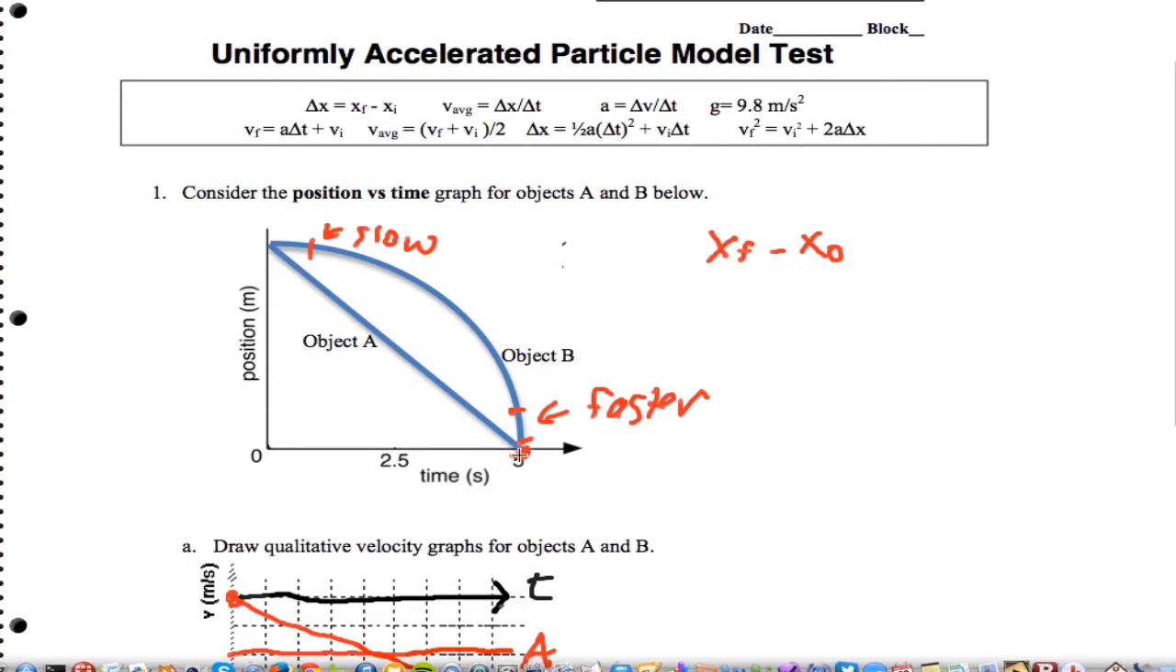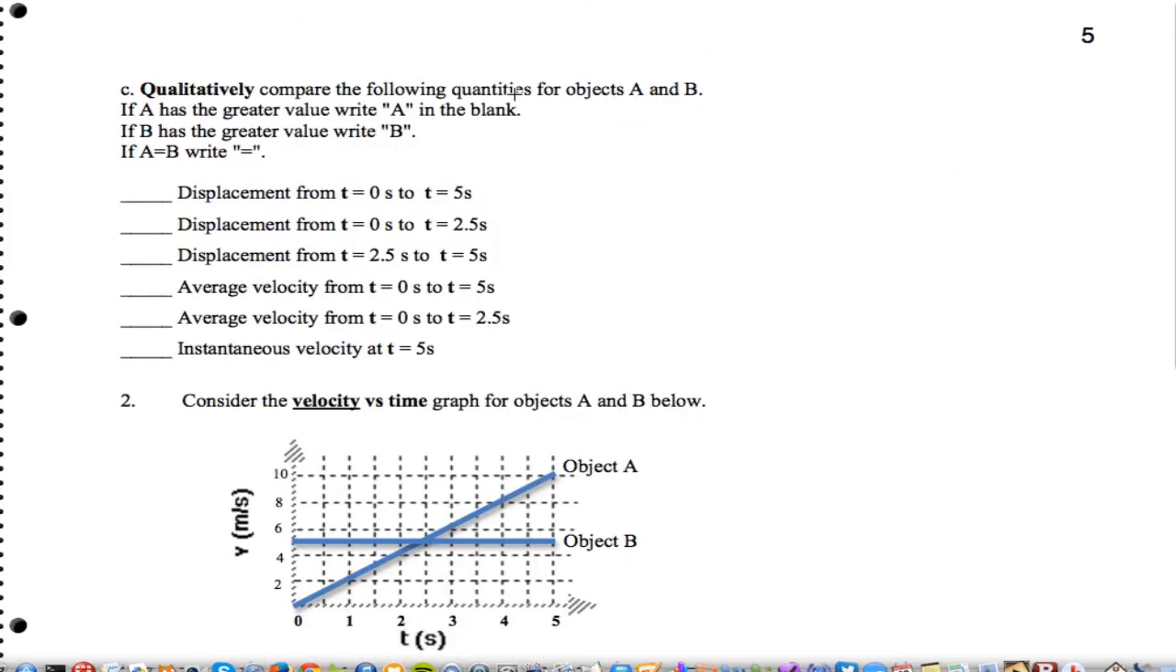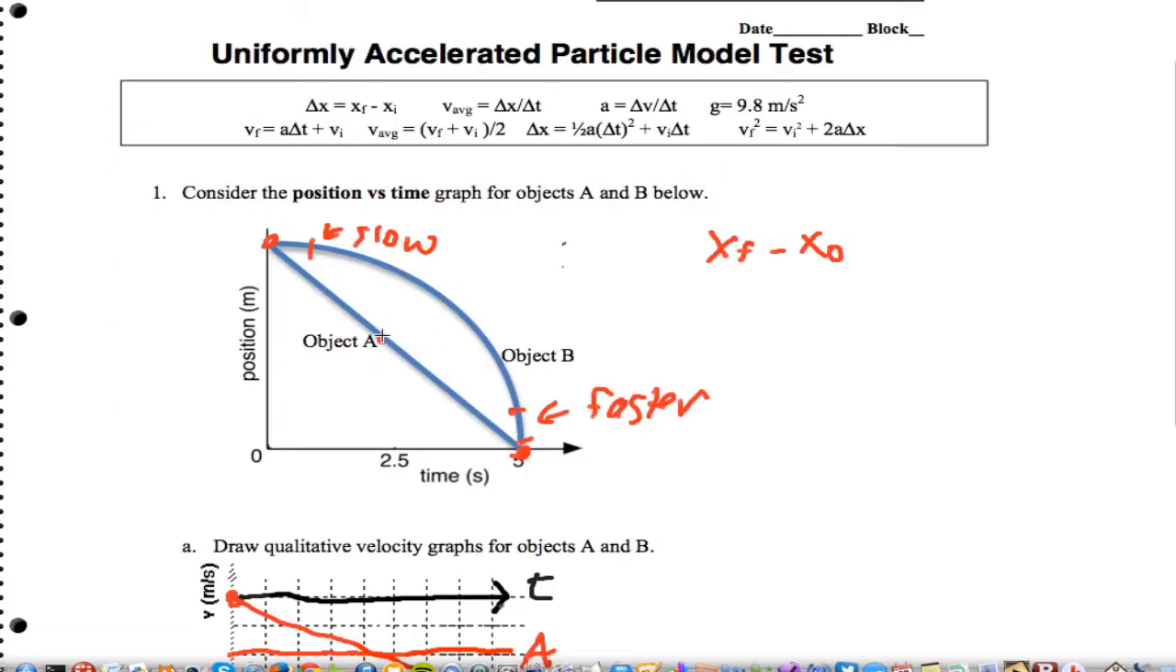And when we look at this graph, these two graphs start and end in the same place. Therefore, x final minus x initial is the same for both. So we'll just take note of that. Now let's look at the displacement from 2 to 5 seconds. So when we look here, we see object A winds up here at 2.5 seconds and object B winds up here.